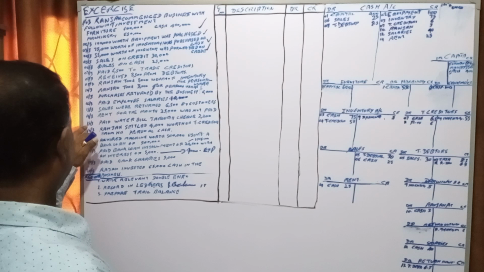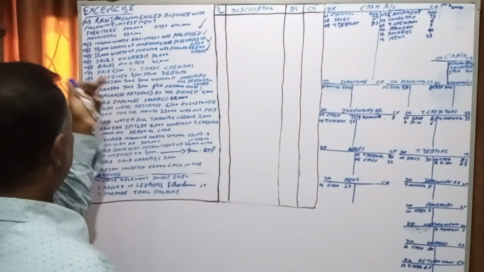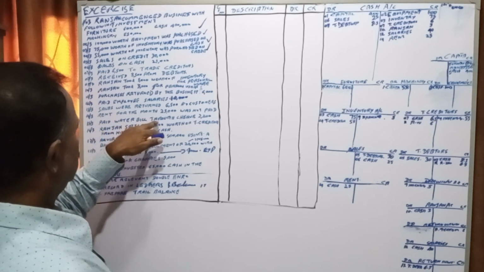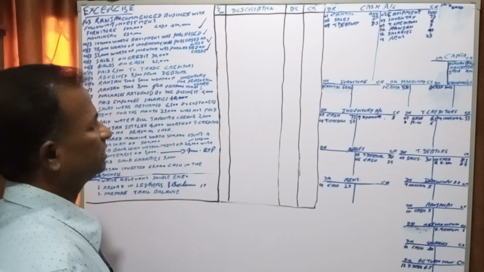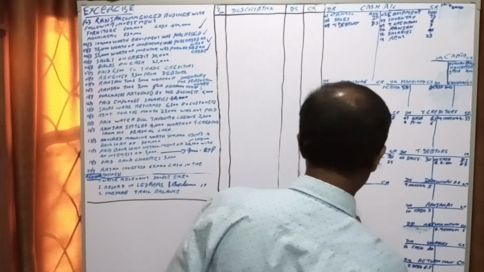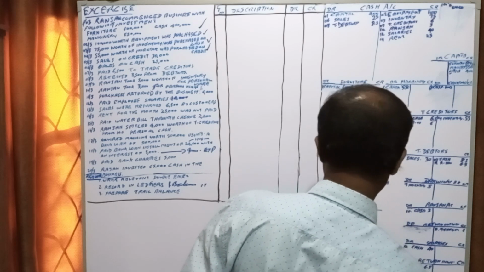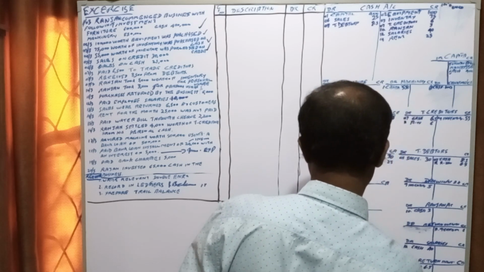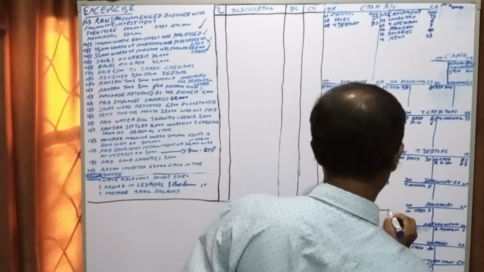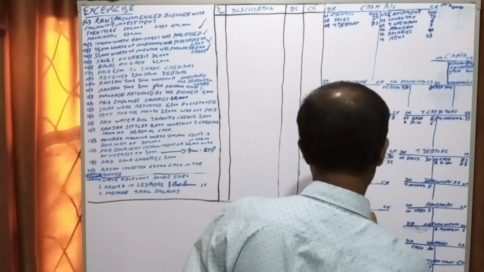Adjustment number 15th of March, paid water bill through check. Open a water bill account, water charges. This is debit and this is credit. Water.